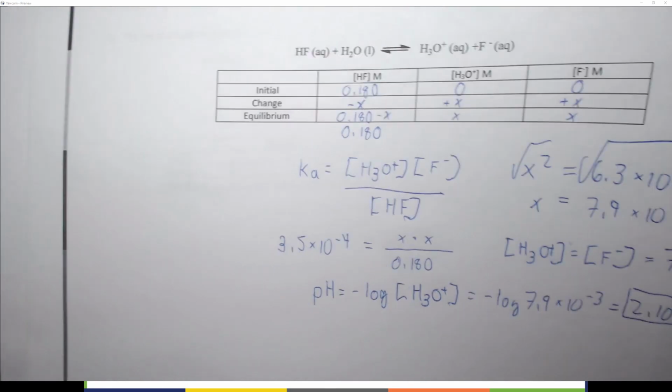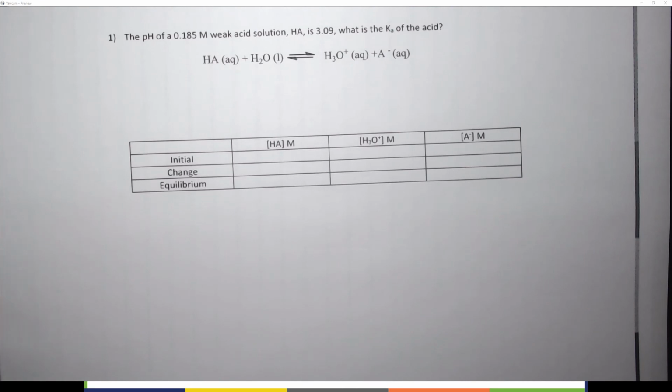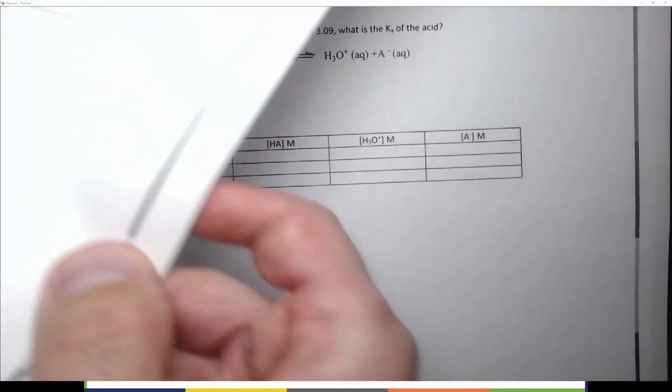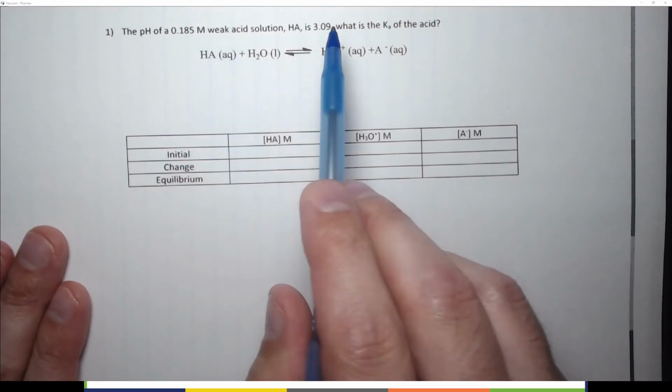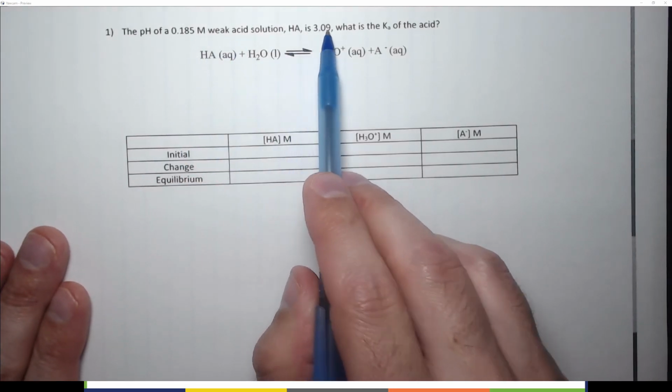All right, last example, kind of the same thing except backwards. It says the pH of a 0.185 molar weak acid solution, HA, is 3.09.